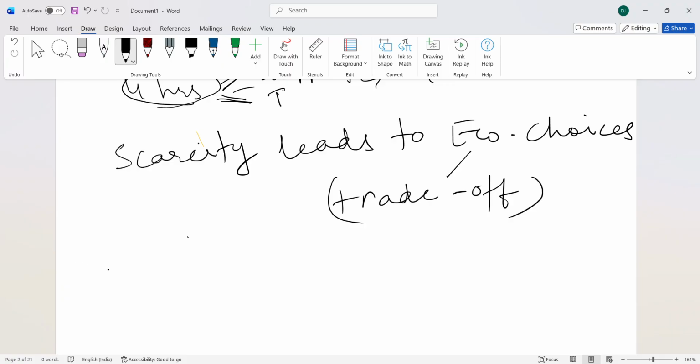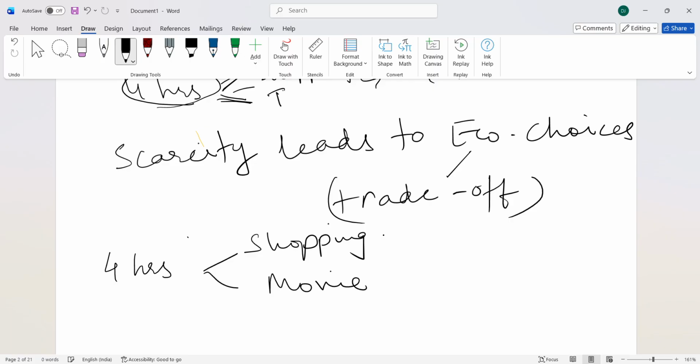So, taking my earlier example, if I have just 4 hours, and I have to go shopping as well as watch a movie, then I will do some kind of trade off because I have a limited number of hours, but I have to do both things. Either I'll go only for shopping and sacrifice the movie, or I will go for a movie and sacrifice my shopping. Or maybe I'll divide my hours among both the activities, if that's possible. So I will do some kind of trade off.